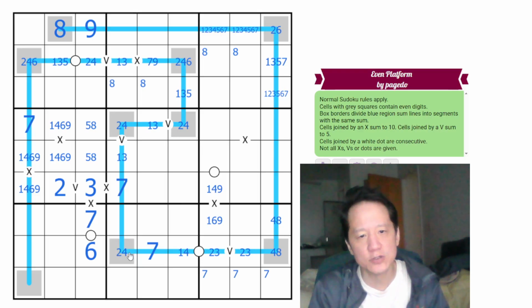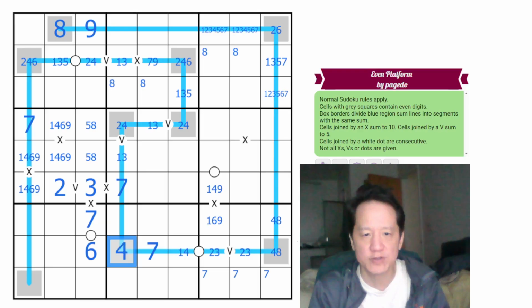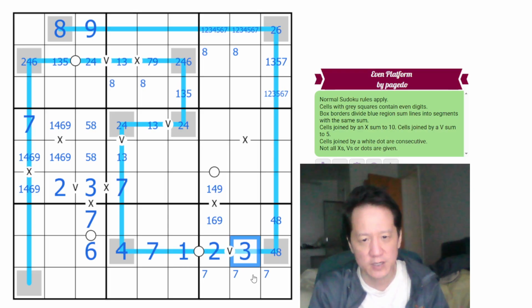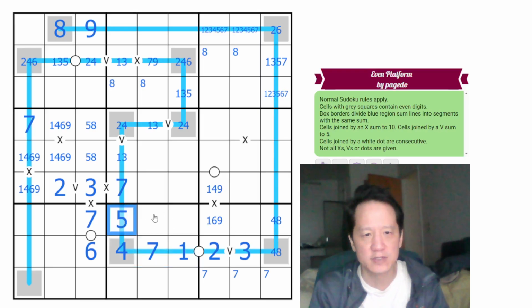It can't be 2 because of the 2, 3 pair. It can't be 8, obviously, because then that would require 1, 1, and 8 adding up to 10, which is not allowed by normal Sudoku rule, so this must be a 4, which makes that a 1. That makes this 2, which makes that a 3. This is 1, 4, and 7, which adds up to 12, so this must be 5, adding up to 17. This can't be 4, so this must be 2, which makes that a 4.